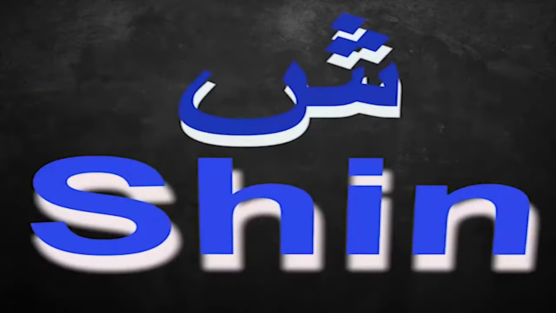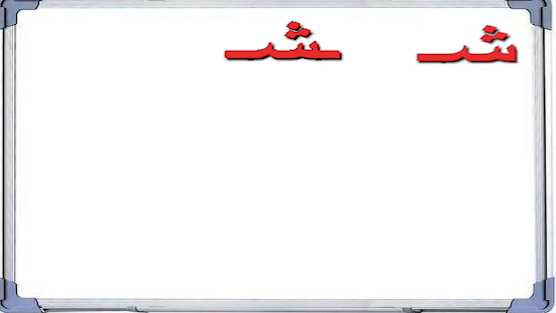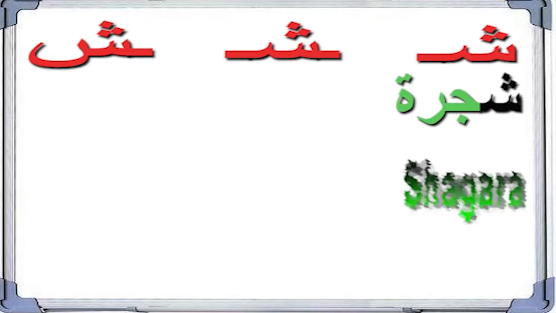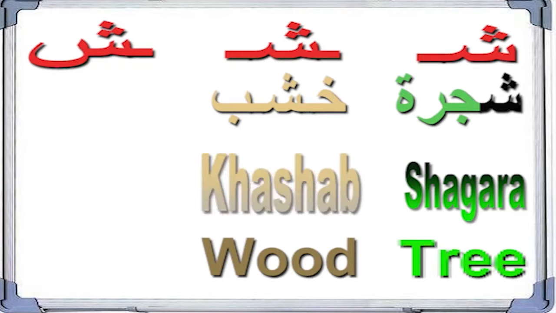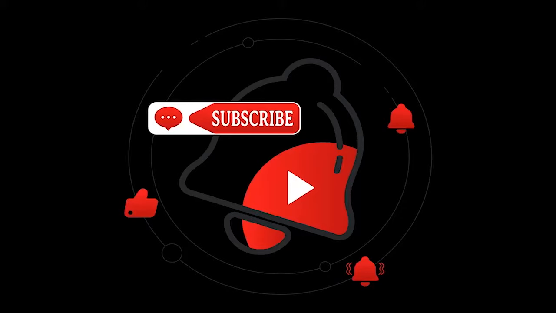Sheen. Sheen in the beginning, sheen in the middle, sheen at the end. Examples: tree, wood, apricot. Fun fact, if you have a male cat, you can call him Mishmish. It's a very common name here in Egypt. Let's continue with letter number 14.